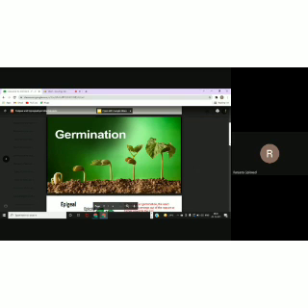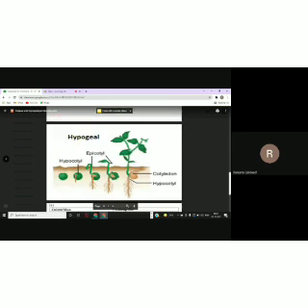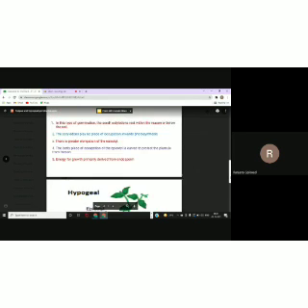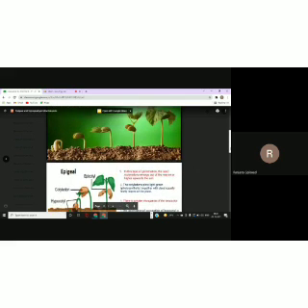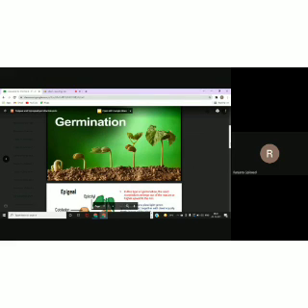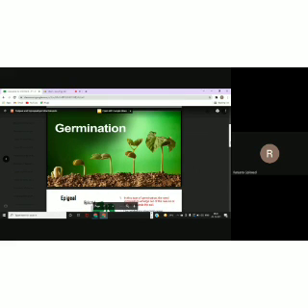Now we are going to study what are the types of germination. There are two types of germination which we have to study as per reduced syllabus. One is epigeal and other is hypogeal. Let us first study epigeal germination.